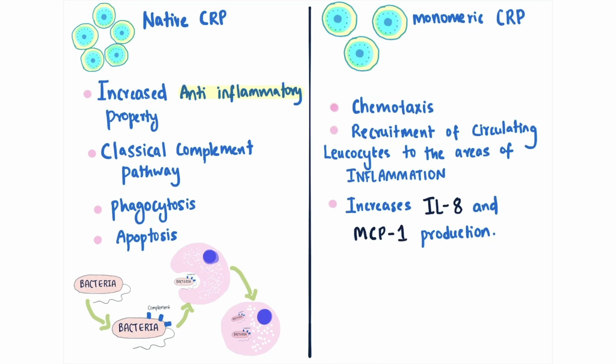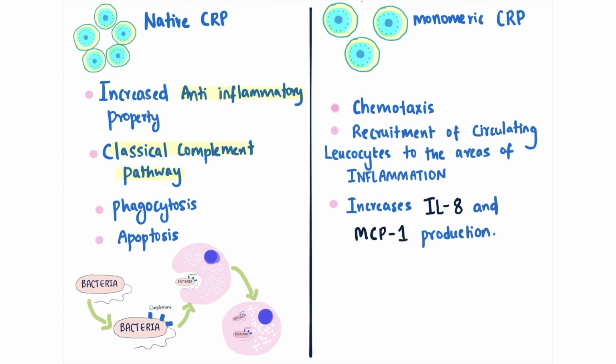Native CRP activates the classical complement pathway, and it also helps to induce phagocytosis and apoptosis. This picture shows the complement mediated phagocytosis of bacteria. Monomeric CRP plays an important role in chemotaxis and recruitment of circulating leukocytes to the area of inflammation. Monomeric CRP also increases interleukin 8 and monocyte chemoattractant protein 1 production.